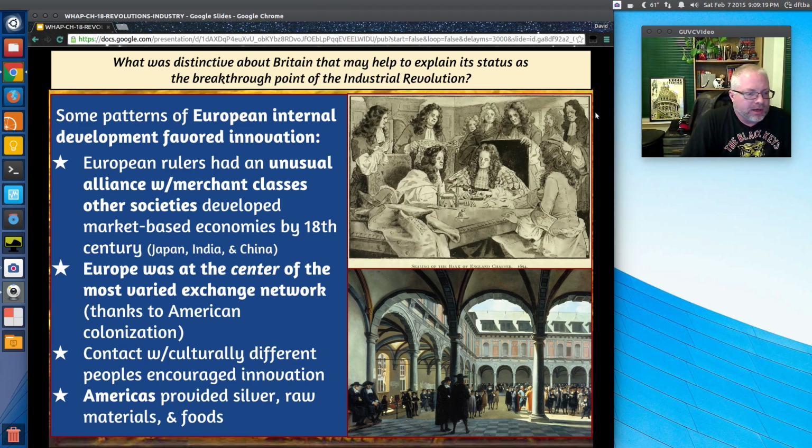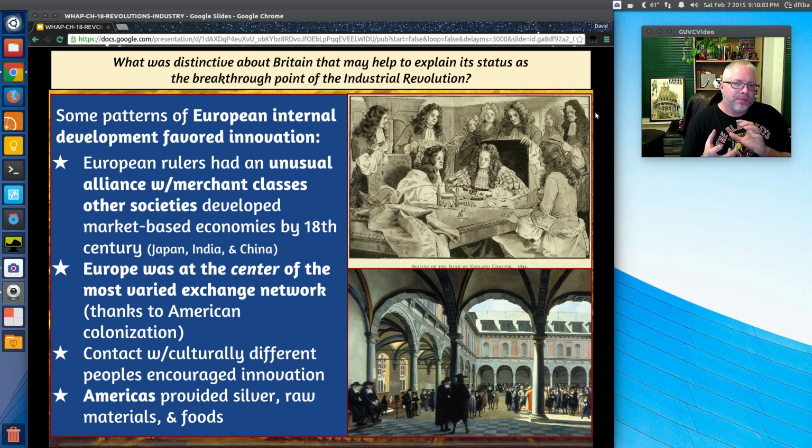Europe was at the center of the most varied exchange network thanks to their new finds in America. Of course, they're not going to America initially. They want to get to China and India and Southeast Asia. They want to get to the Indian Ocean trade, and they want the same, or quicker, access to the textiles, the silks, the spices, all of that trade that is so very important to them. And they want to eliminate the middleman, who is the Islamic world at that time, one of the most powerful trade nations on the earth.